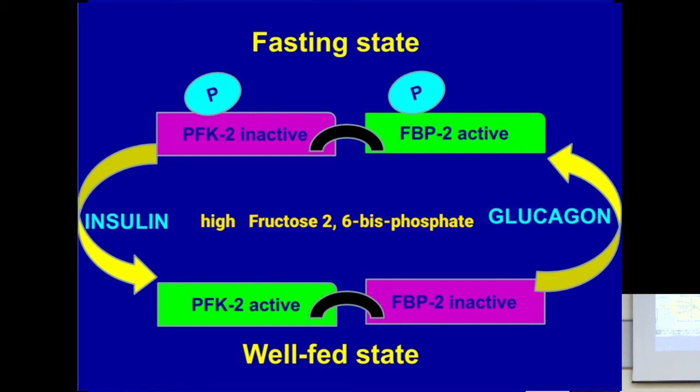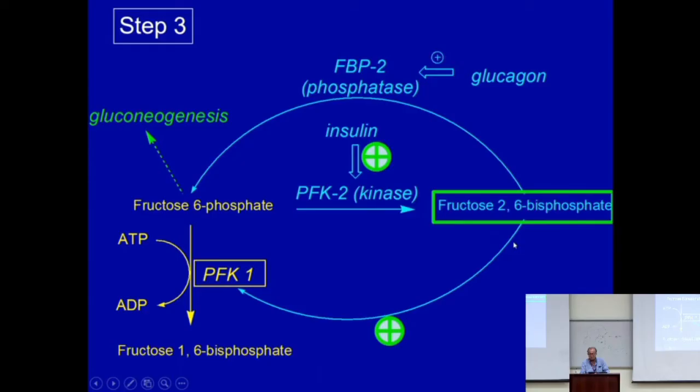PFK2 becomes active when insulin is high, because insulin promotes the dephosphorylation of this bifunctional enzyme, making PFK2 active, allowing it to make this molecule. Okay? So it all really resides in whether you have this molecule or you don't have it. When you are in the well-fed state, when insulin is high, PFK2 is active. It's in the dephosphorylated form, able to make 2,6-bisphosphate from fructose 6-phosphate, and that in turn activates PFK1. Okay?